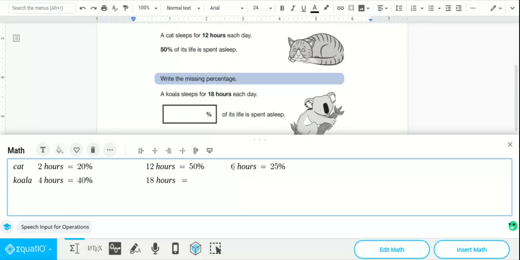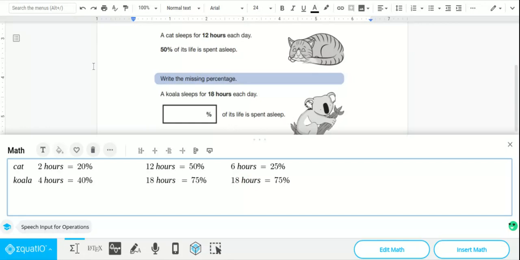So how many 6s go into 18? You times this by 3. So if you times 6 by 3, you get 18, which is what we need for the koala. And what's the percentage? If you times the hours by 3, you times the percentage by 3. And 25% times 3 is 75%. That's your answer. So just going with a little bit of a recap here. Let me just put the answer in there. So 18 hours is 75%.